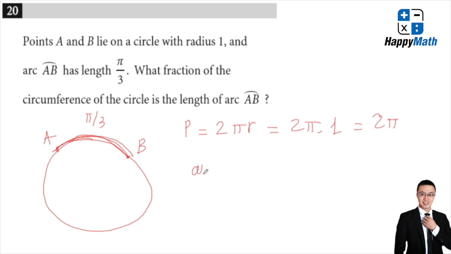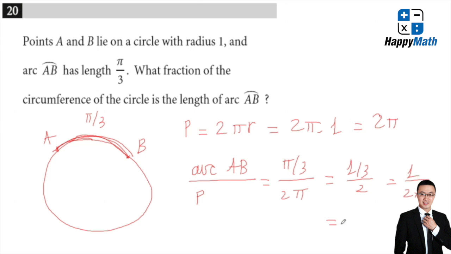And the fraction of the arc AB to the circumference of the circle is pi divided by 3 divided by 2 pi, and you will get 1 over 3 divided by 2, which is 1 over 2 times 3, equal to 1 over 6. So 1 over 6 is my final answer.